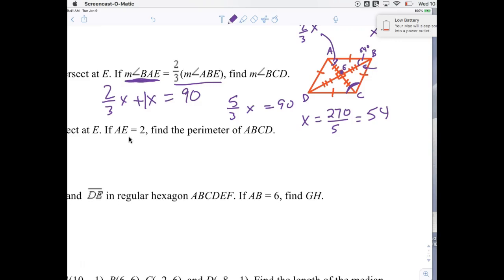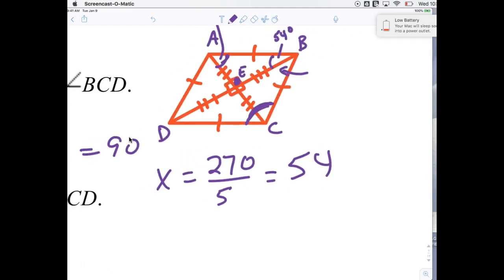That's 54. So this angle right here has to be 54, right? Which means this right here is what? 108. Which means this down here would have to be 72. Thank you. 72 degrees. That's what I think.